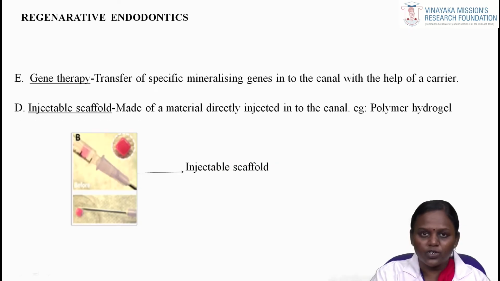Gene therapy. Transfer of specific mineralizing genes is carried out into the canal with the help of a carrier. But the disadvantage of this technique is that it resulted in the formation of tumors. Hence, this technique is not used. Injectable scaffold. It is made of a material which is then directly injected into the canal. For example, polymer hydrogel.